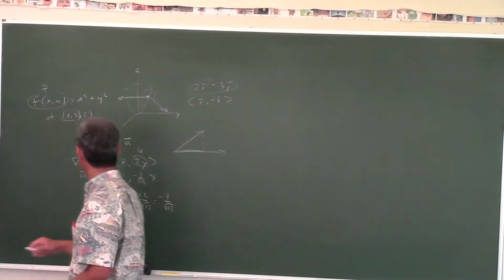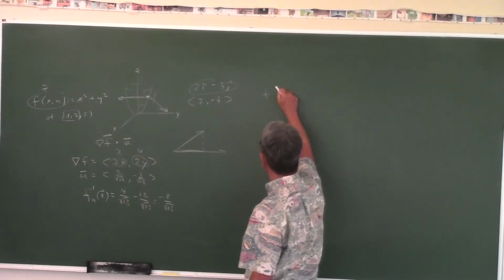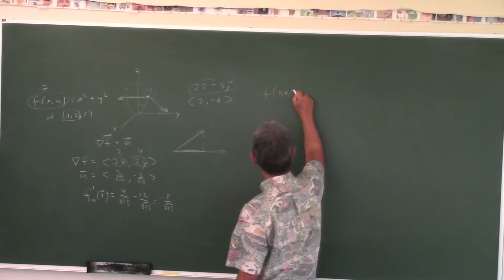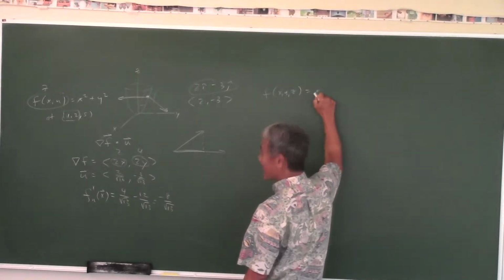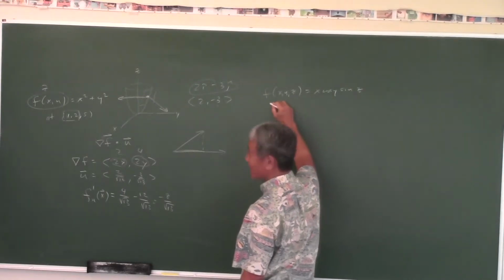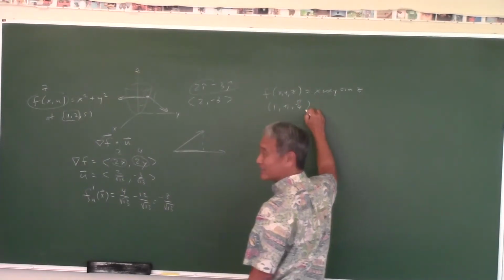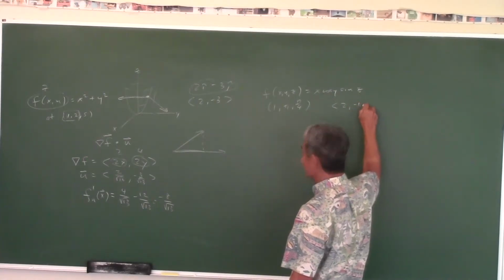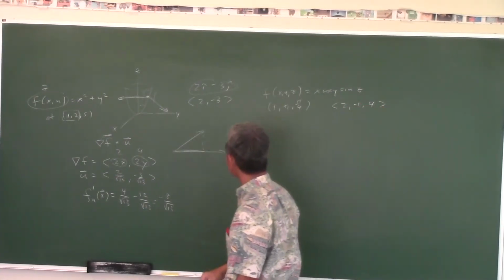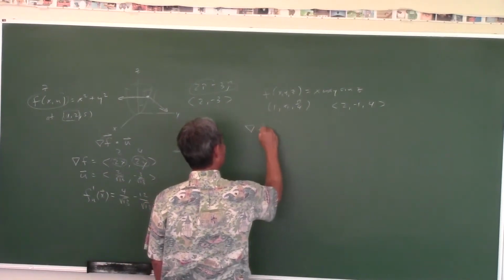Okay, now the second problem is a function of 3 variables. So actually this is a 4-dimensional graph here: x cosine y sine z, at the point (1, pi, pi over 4), in the direction of (2, negative 1, 4). This is all computational, man. So first of all, let's compute the gradient.